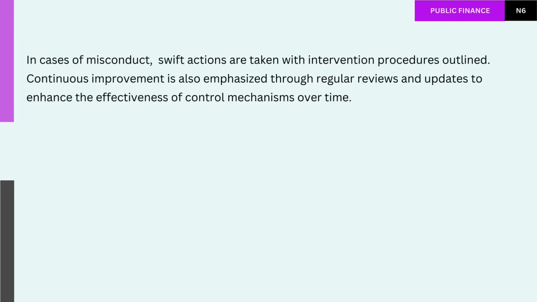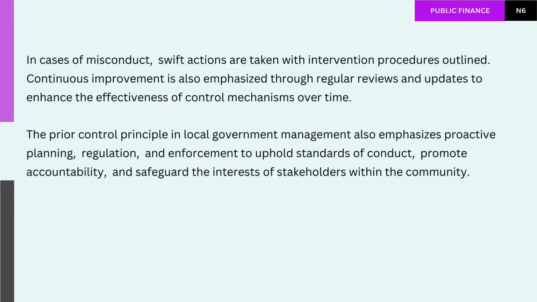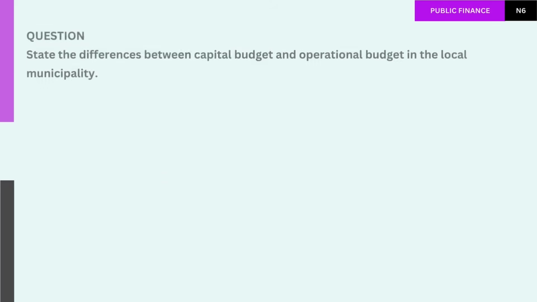In cases of misconduct, swift actions are taken with intervention procedures outlined. Continuous improvement is also emphasized through regular reviews and updates to enhance the effectiveness of control mechanisms over time. The prior control principle in local government management emphasizes proactive planning, regulation, and enforcement to uphold standards of conduct, promote accountability, and safeguard the interests of stakeholders within the community.